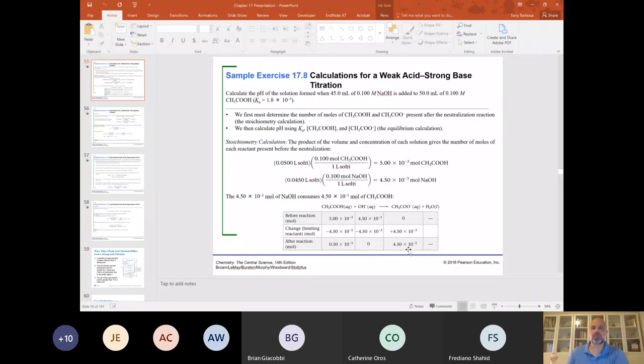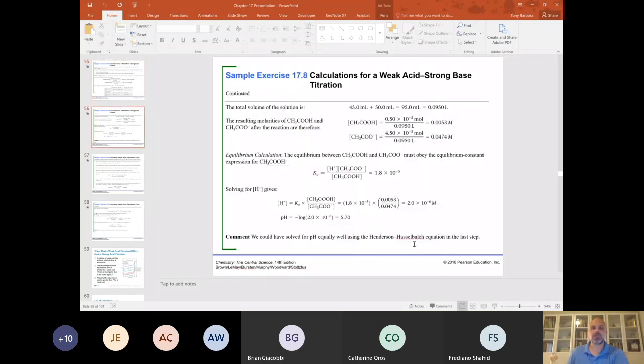And then we also had the equivalent amount of the conjugate base of the weak acid. We calculated the molarities of each of those, plugged that information into the Ka equation, and then solved for our proton concentration to calculate our pH.